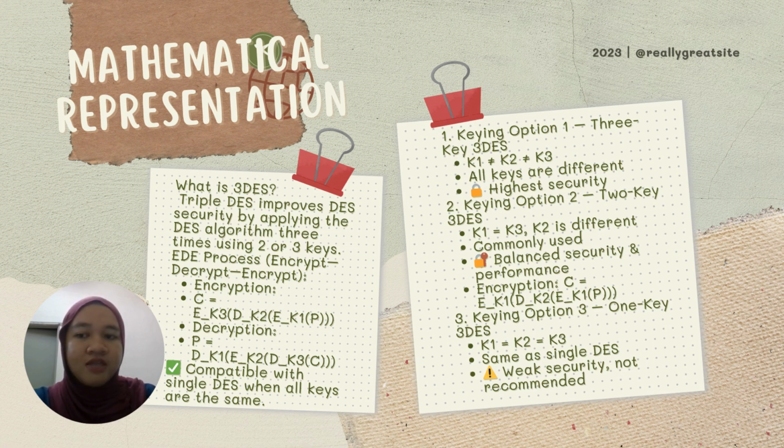TripleDES uses three keys, and there are three keying options. The first is the most secure, where all three keys are different. The second option uses the same key for the first and third steps, which provides a good balance of security and performance. The third option uses the same key for all three steps, which is basically the same as using regular DES, and the third option is not recommended. This method allows flexibility and stronger protection, especially when the keys are unique.